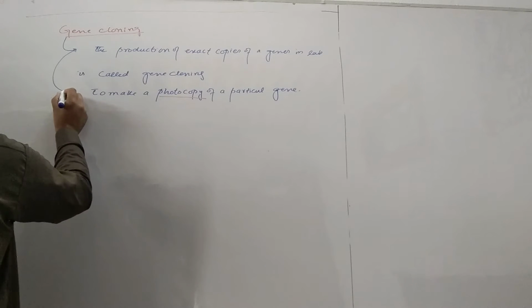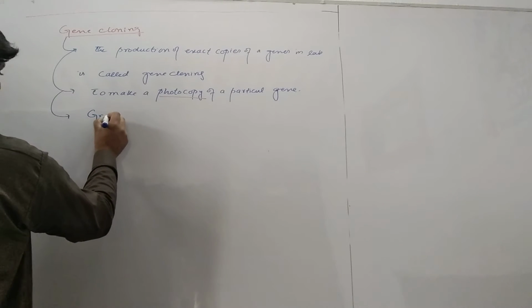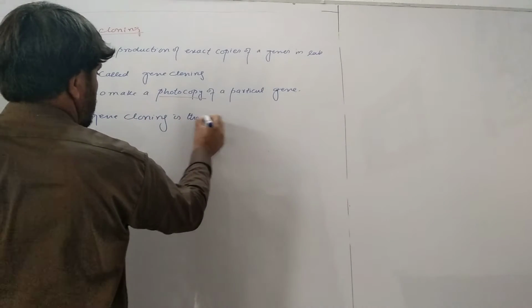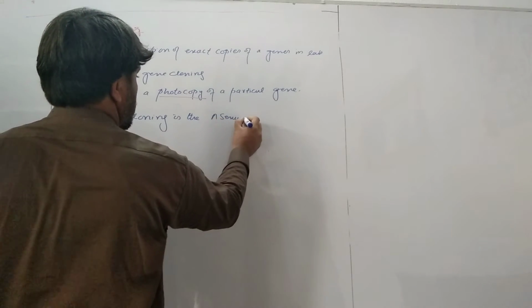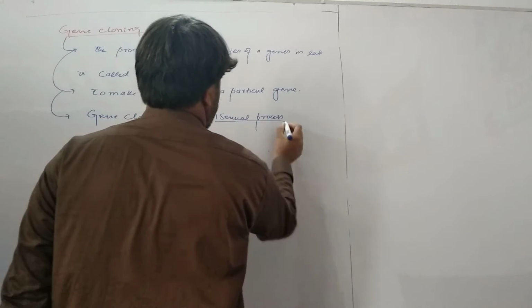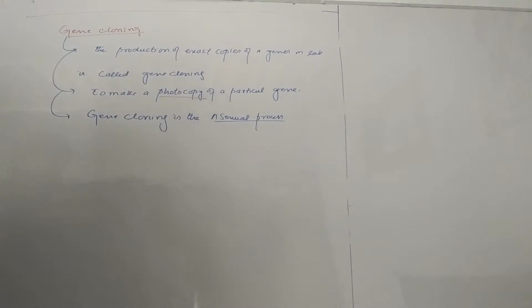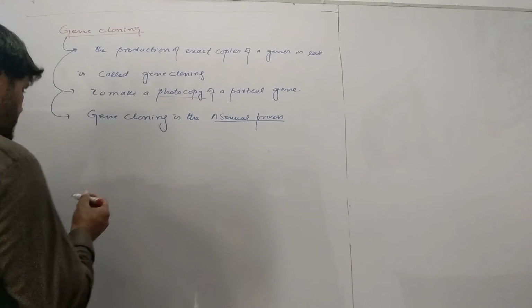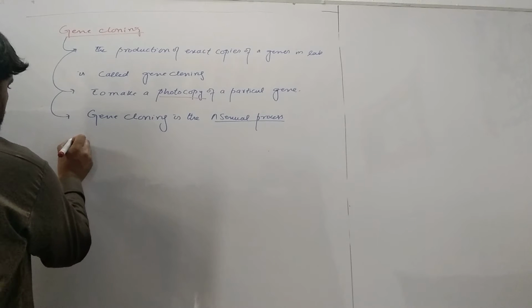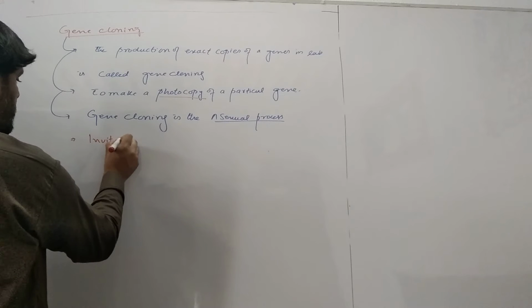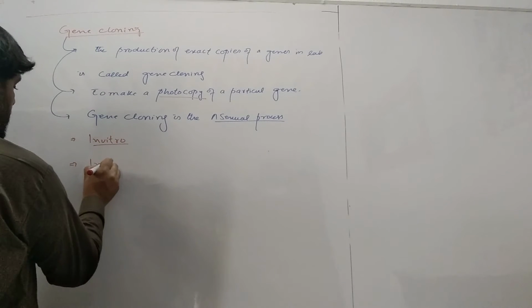Gene cloning is the asexual process. Point to be noted. It is the asexual process in which gene copies are produced. Gene cloning is completed in vitro or in vivo.